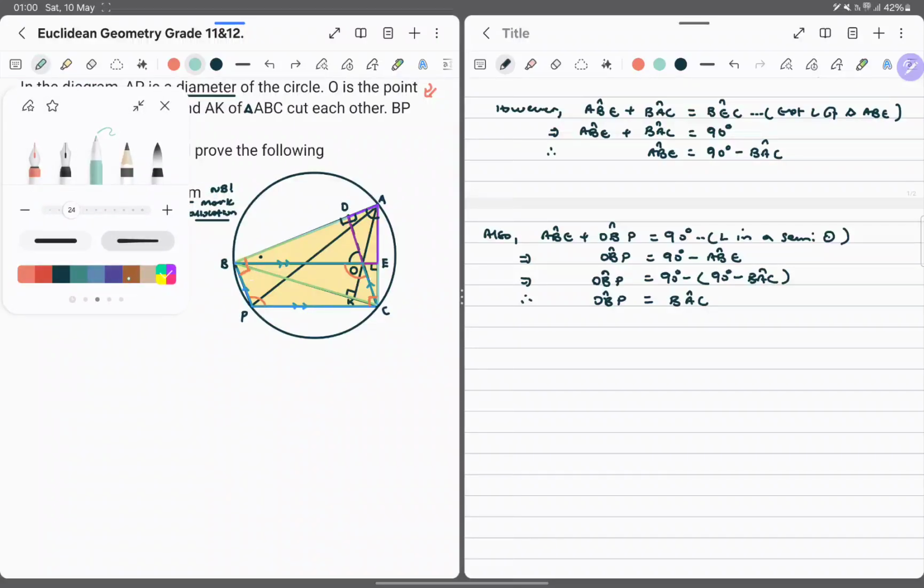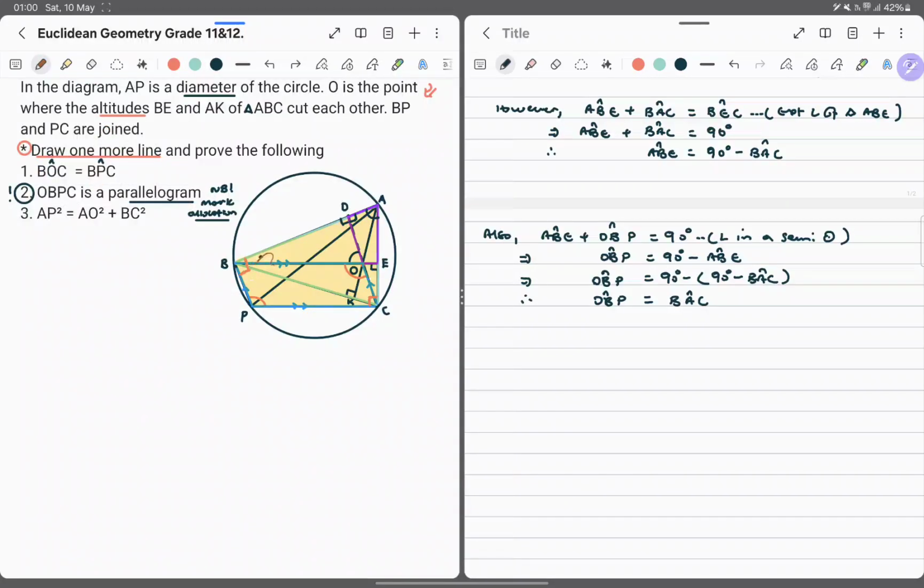Let's use another color perhaps that will make it look interesting. So this is that angle. So this is equal to BAC, which is that angle right there. Since we used the black color, maybe let's maintain the black. All right, so this angle is equal to that angle. Very interesting.